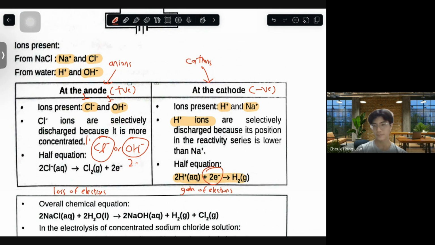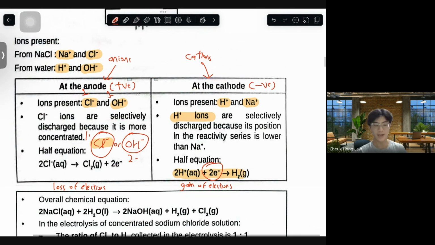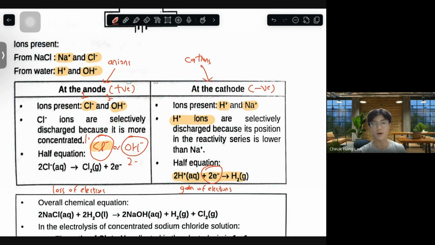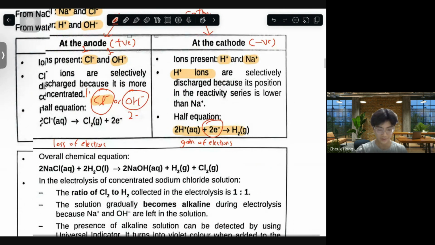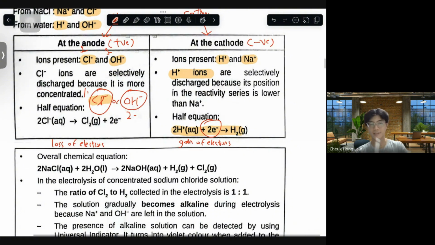Okay, good. Yes, correct answer is 1. Chloride ions are of higher concentration, so they will be the one that is discharged. Now listen carefully on how to write the half equation, because by looking at this, it might look confusing, right? But I'm going to explain step by step.